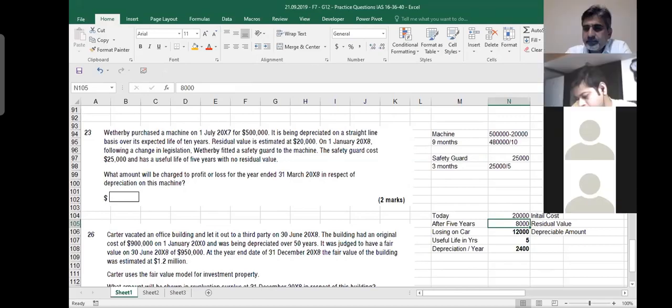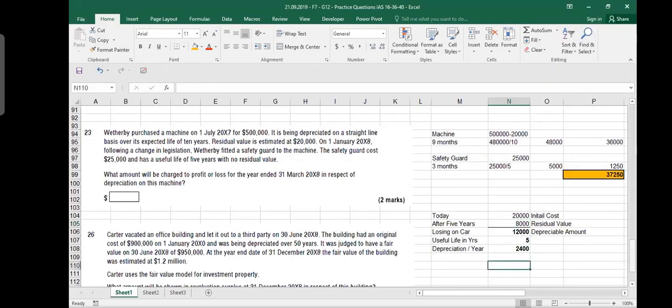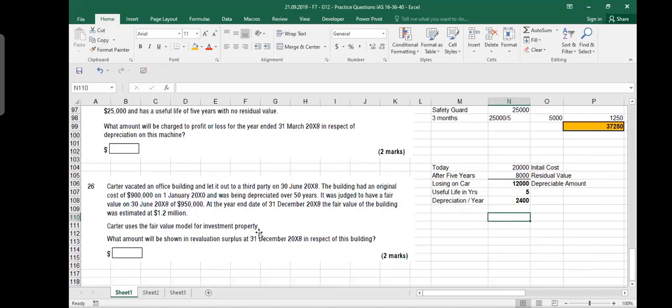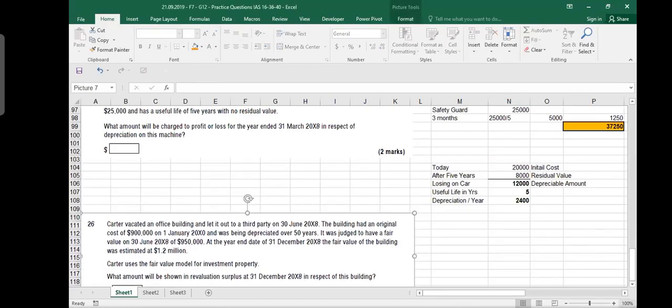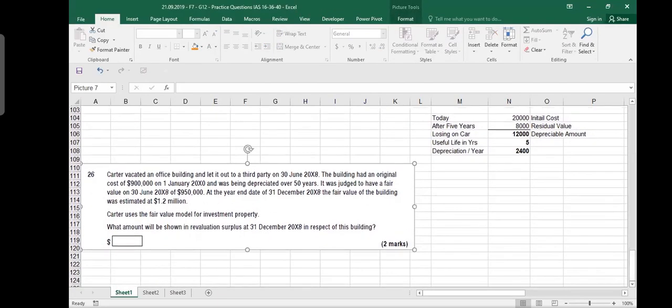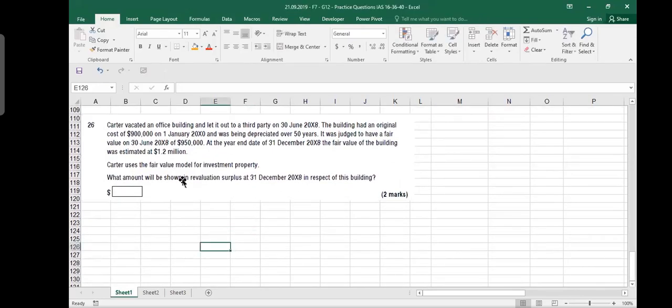Now I get it, teacher. Okay. So let's see this one more question. This is a little bit more interesting and technical. Last question. Can I read it?